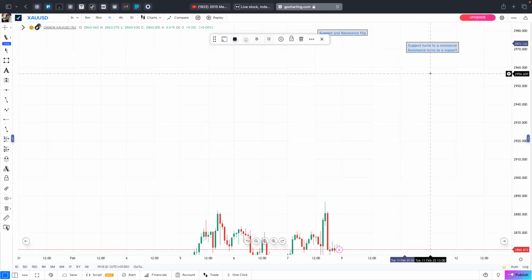and when a resistance turns to a support. Now, if you look at the examples we already did, or the recap I did, I said that in an uptrend, you're looking to buy from the support. Do you understand? You're waiting for price to come back, tap that support, and then buy.